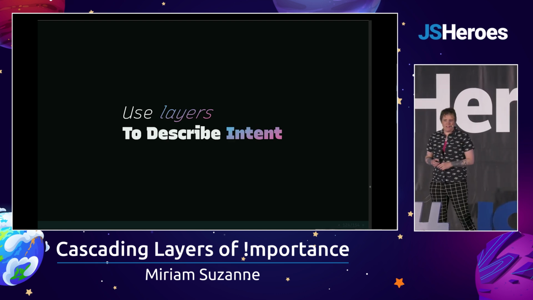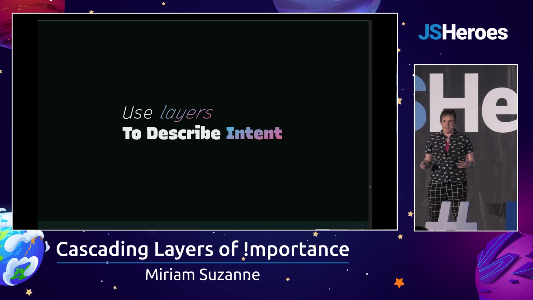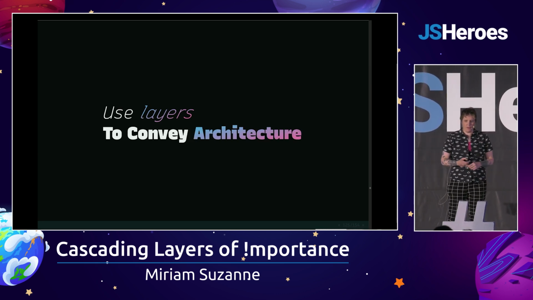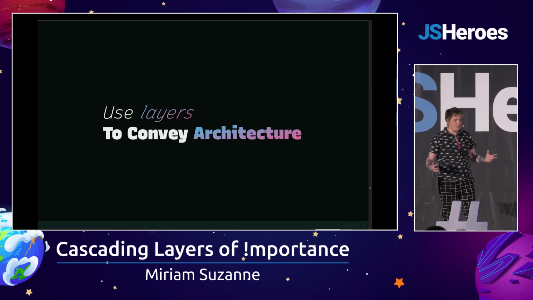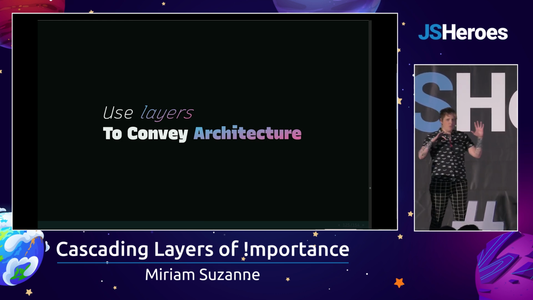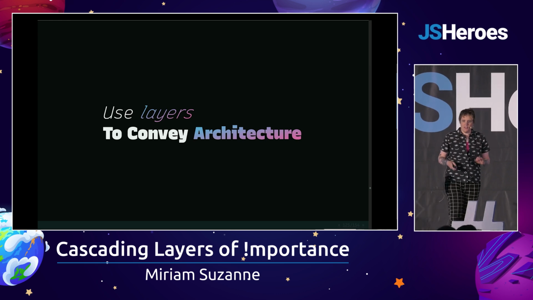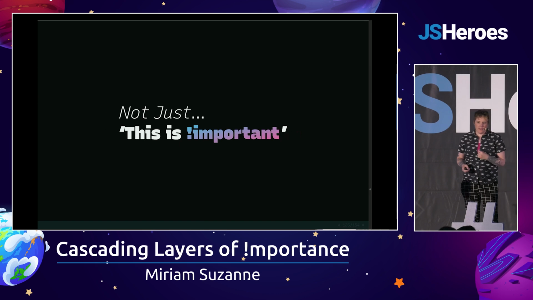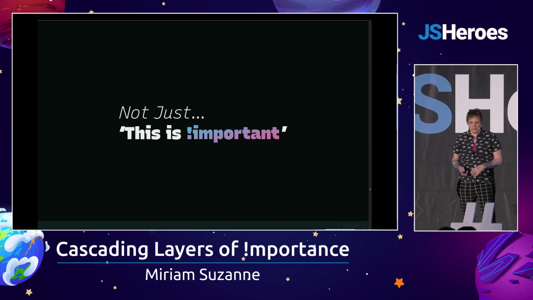Use layers to provide clarity. We're trying to describe our intent, like what are these styles for, what are they doing? We're trying to convey the architecture. We're saying we have a design system, we have themes, we have states, and we want them to override each other in these ways. We're trying to communicate that architecture both to the browser and to each other. Not just this is more important than that.